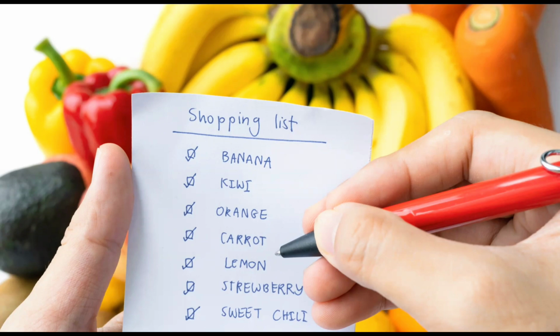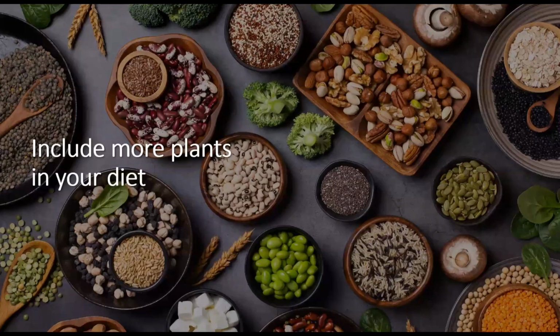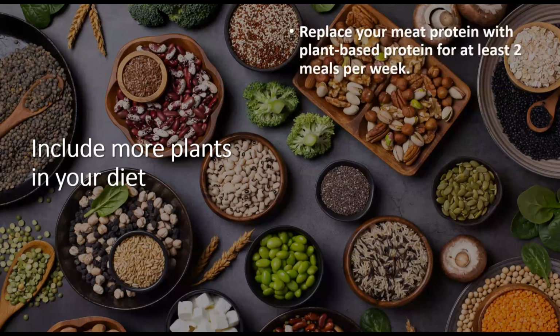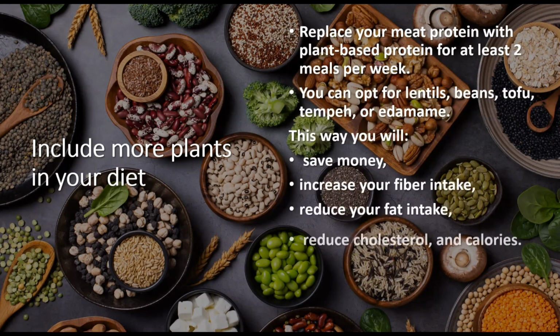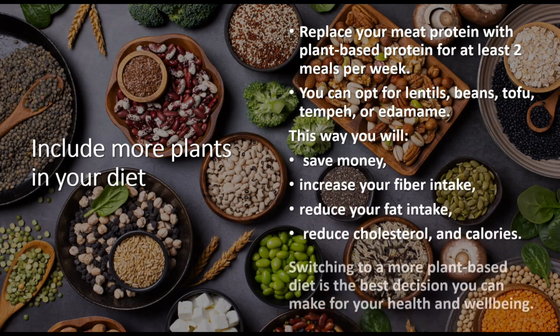If you are a meat eater, it is a good idea to replace your meat protein with plant-based protein for at least 2 meals per week. You can opt for lentils, beans, tofu, tempeh, or edamame. This way, you will save money, increase your fiber intake, reduce your fat intake, reduce cholesterol, and calories.